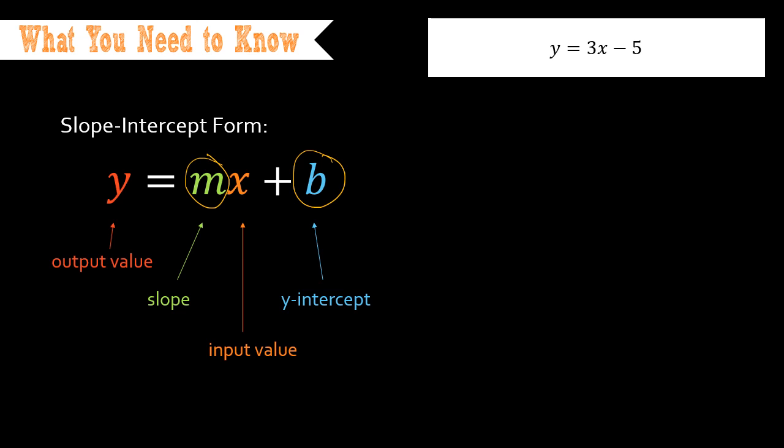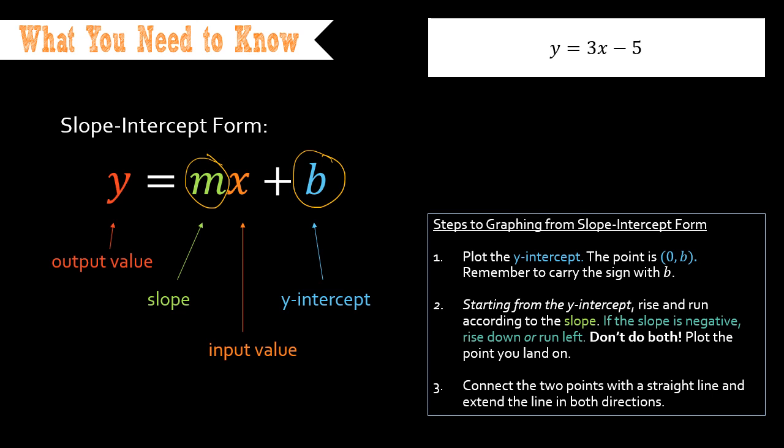So here's an example. So y equals 3x minus 5. So steps to graphing from slope-intercept form. So we always plot the y-intercept first. So the point is 0, b. Remember to carry the sign with b. I always say that b means begin here. Okay, this is something you'll hear me say a lot. Begin here. So we begin with b always.